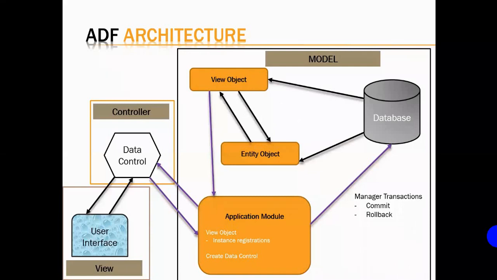Okay, and again, coming back to the architecture here. Let us think of a scenario. If you want to commit data to the database, or if you want to fetch data from the database into the user interface, typically what happens, data will be available in the user interface from the data control through the view object instance. So the view object instance is holding the data. It means if I'm fetching data from the view object instance, typically it is referring to the entity object, and the entity object is referring to the database table, right?